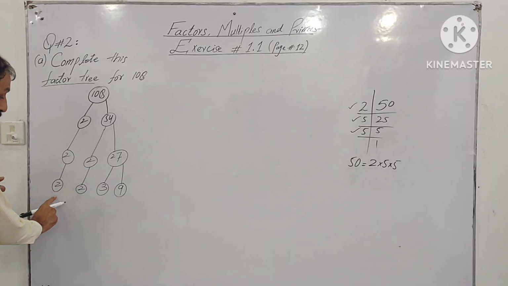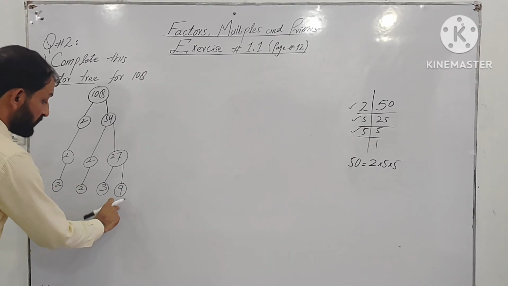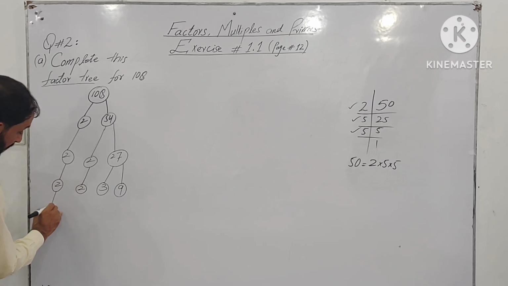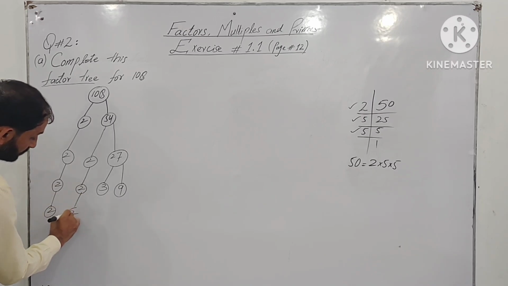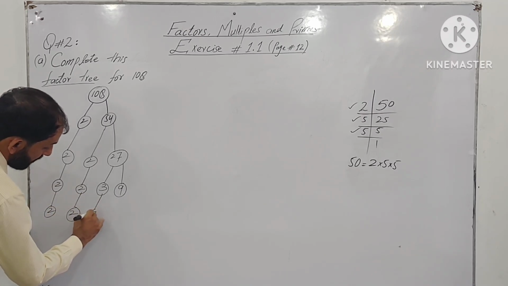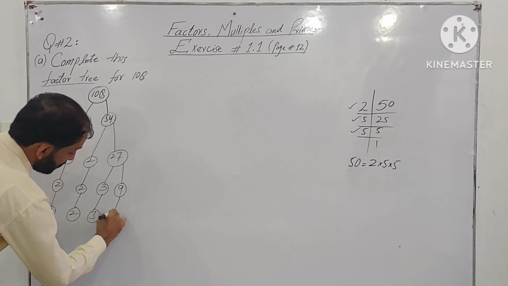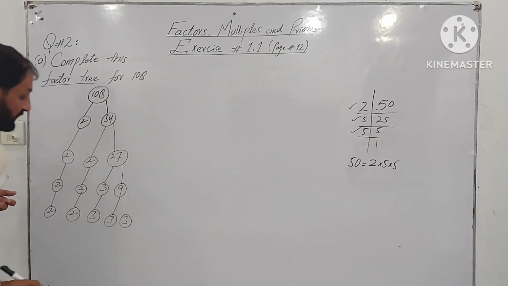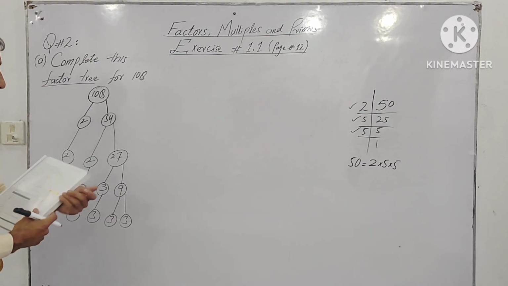Now you can see 2, 2, 3. We have 3 prime numbers, but 9 is not a prime number. It means the last step we have to solve now: 3 and 3. This is the factor tree for 108.